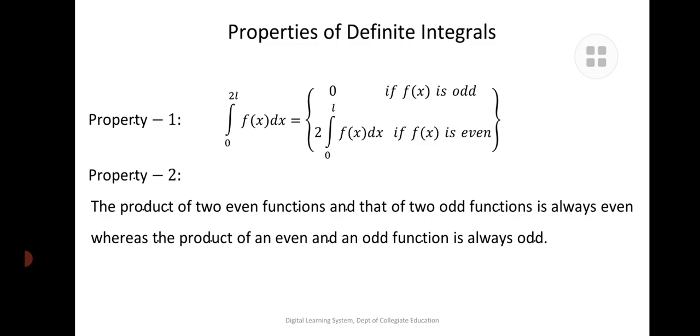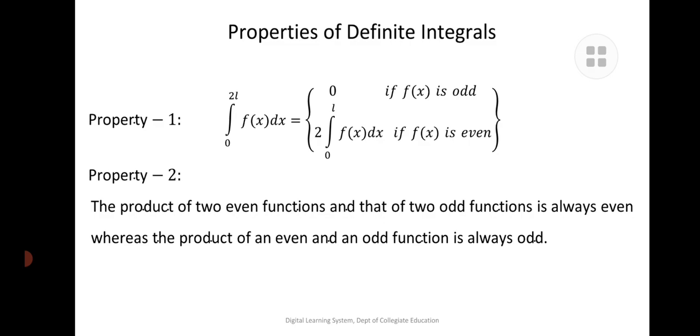The property of a definite integral has two kinds. The first property: the integral from 0 to 2l of f of x. If the function is odd, then the integral value of 0 to 2l f of x is equal to 0. If the function is even, then the integral of 0 to 2l f of x is equal to 2 times the integral from 0 to l of f of x dx.